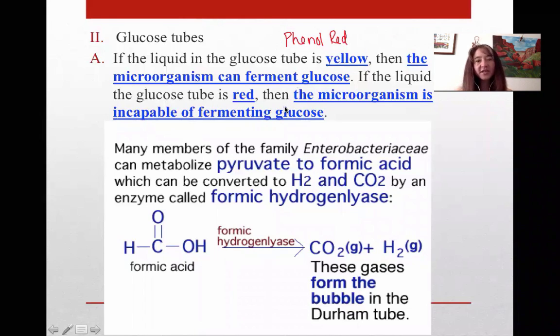But this tube does not only do fermentation. So if this is our glucose broth tube here, it begins with a reddish color and that will turn to yellow if there is fermentation.